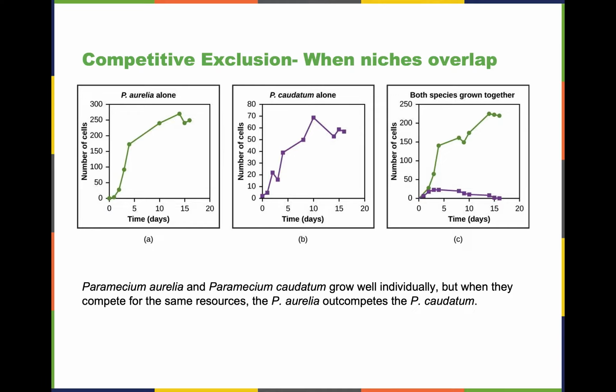So here's an example of two different populations of paramecium. If you grow them on their own in panel A and B, you can see that they can grow in the logistic pattern, but if you actually put them both into the same test tube, one of them wins out because they need exactly the same kind of material as the other population to grow, so one of them loses.